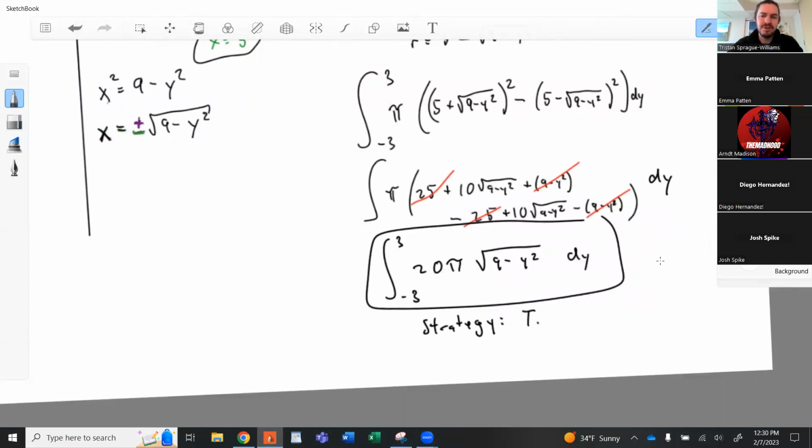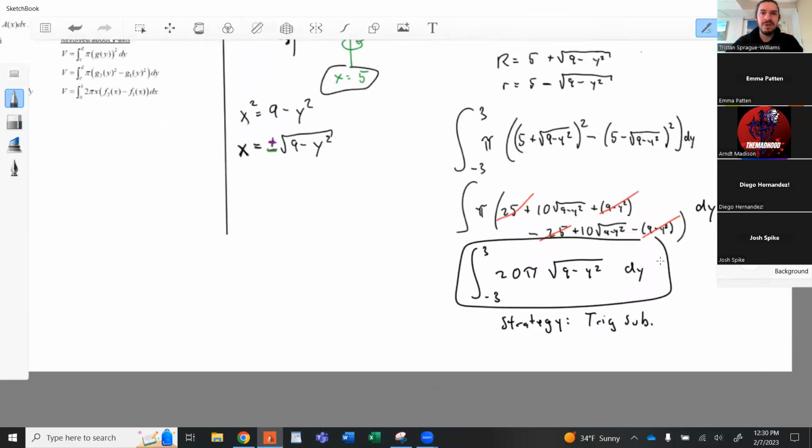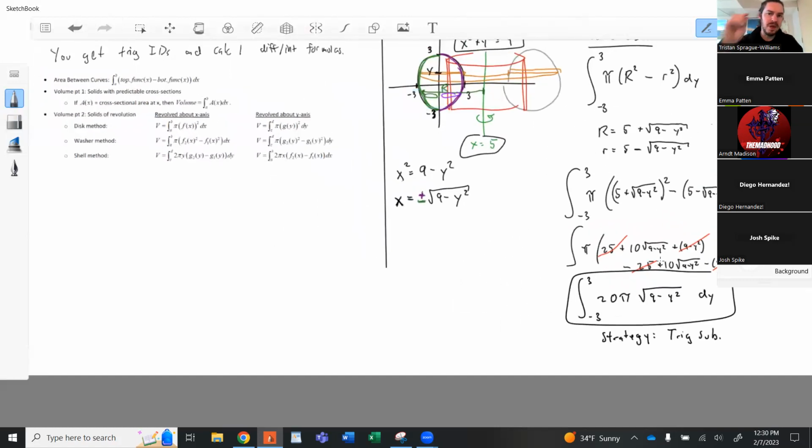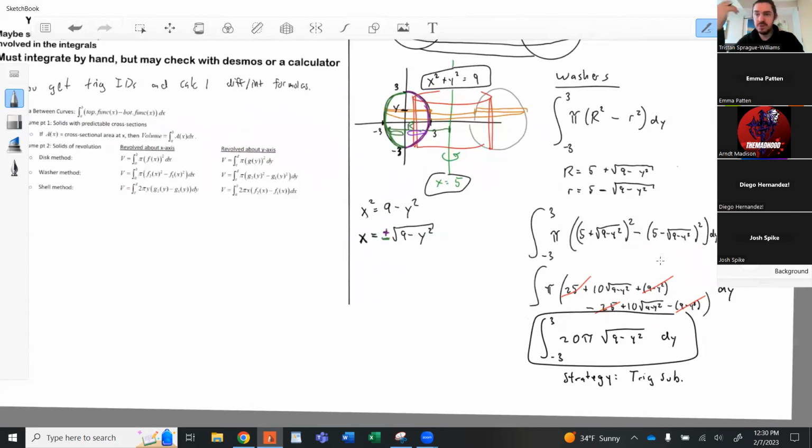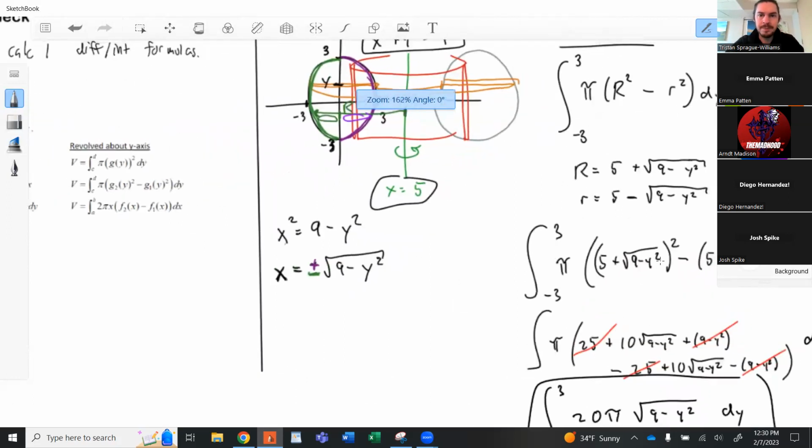This is going to be a trig substitution. Yeah. 3 sine x, correct. Okay, let's try setting it up with washers instead of shells and see what the result is.